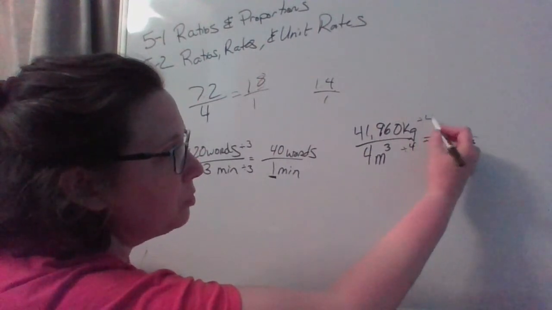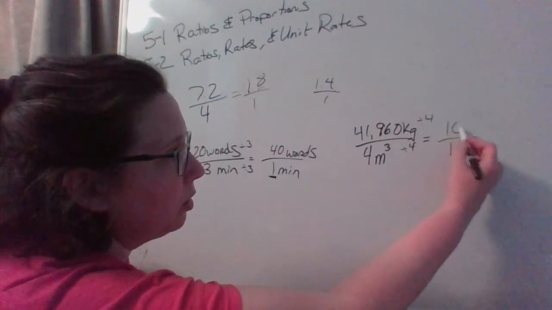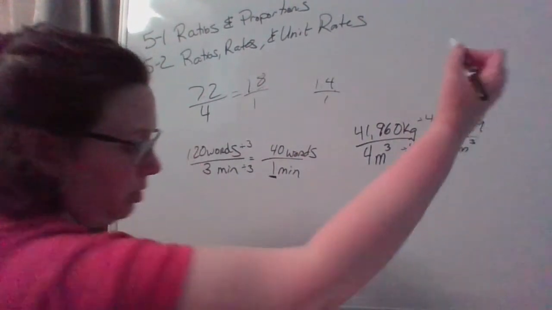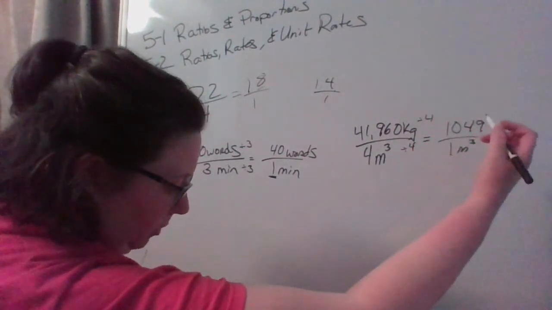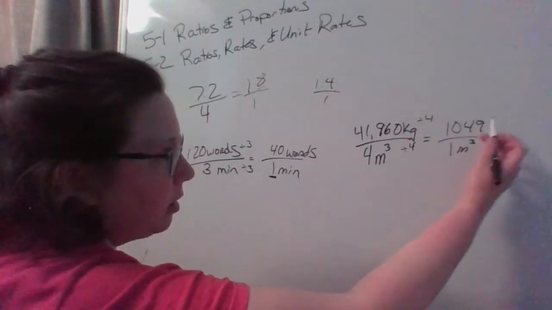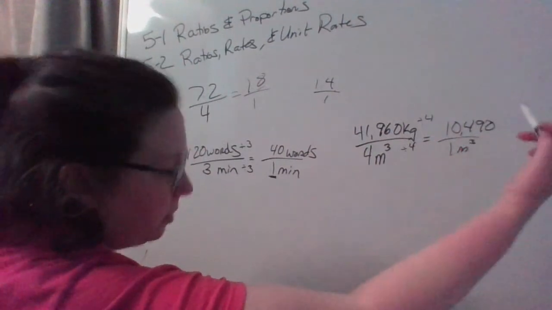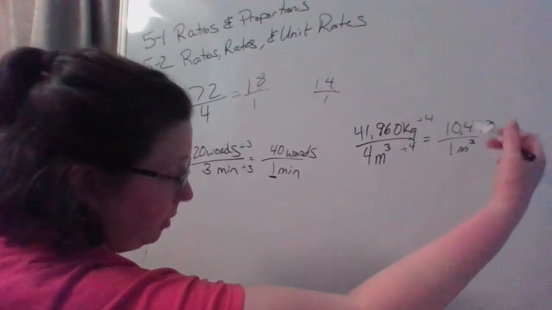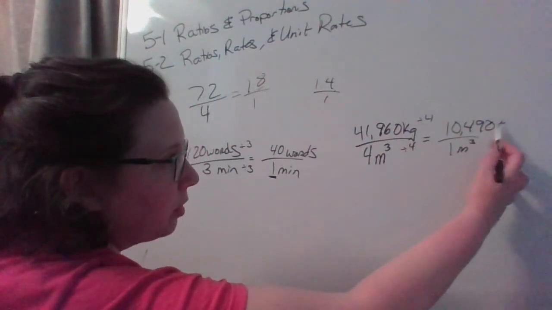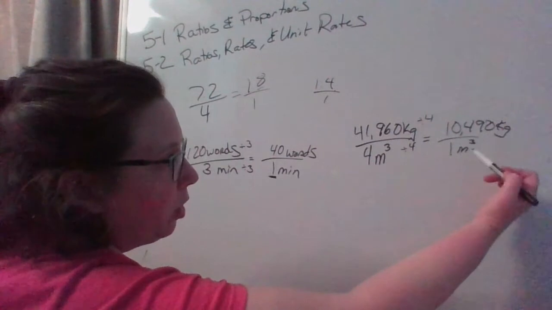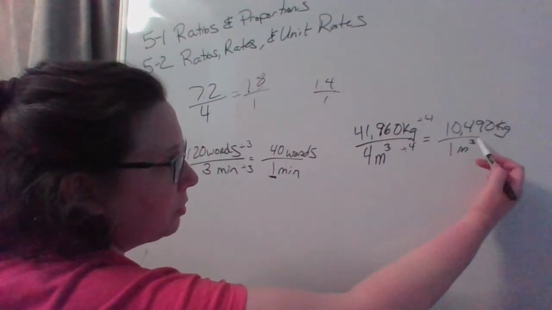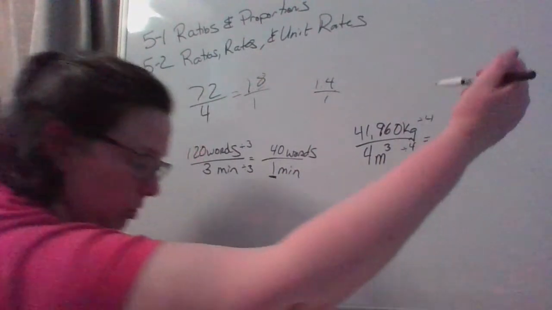We also have to divide this by 4, which would be 10,490. Said that wrong. Kilograms per 1 cubic meter. So we have our answer there. That's the density of silver.